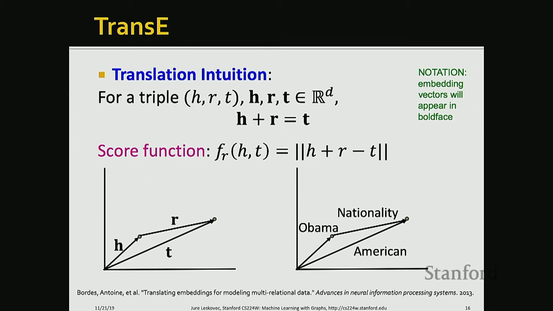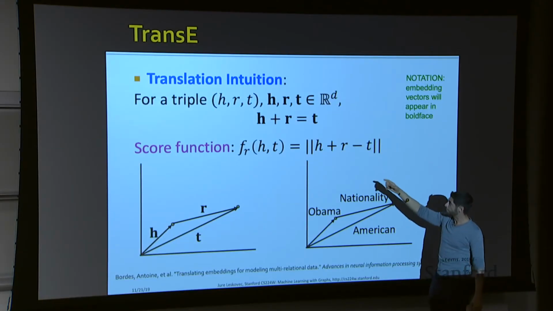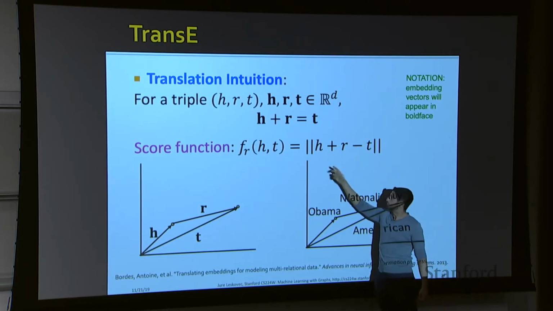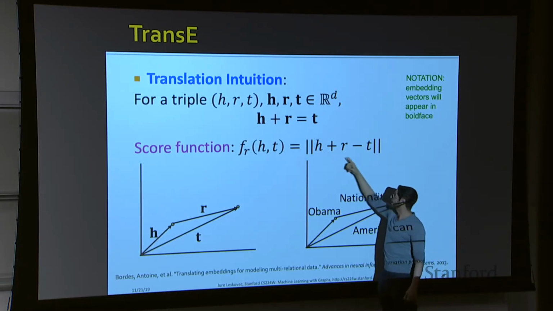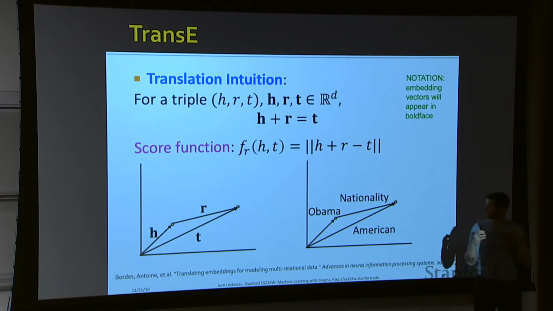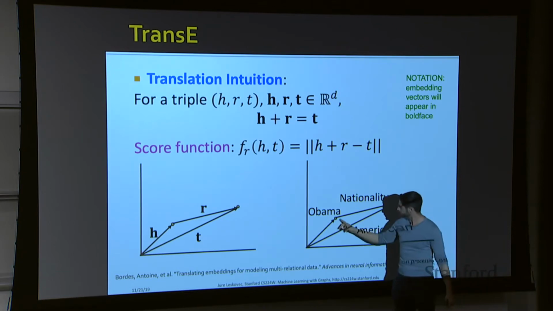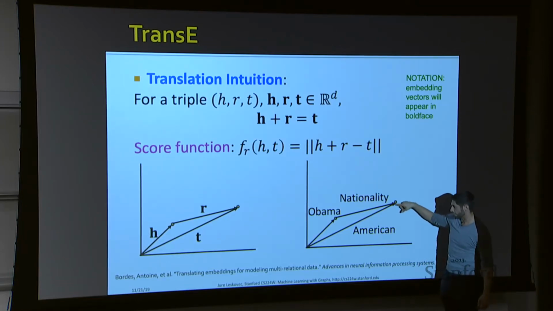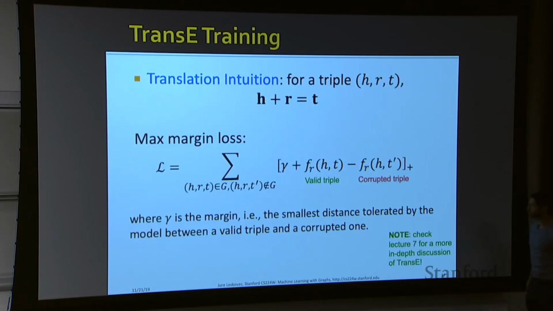We were leveraging this translation intuition, right? We said we have our head entity, and then we apply the relation, and this should bring us in the embedding space to our tail entity. So this is the translation process in TransE. And our score function was basically just the distance between where the relation brings us from the head and the actual vector of the tail entity. If the L2 distance between them is low, then we know that our embedding is working correctly. Here we have the example: our head entity is Obama, then we apply the relation nationality, and this will bring us to American. That's the gist of how TransE was working.